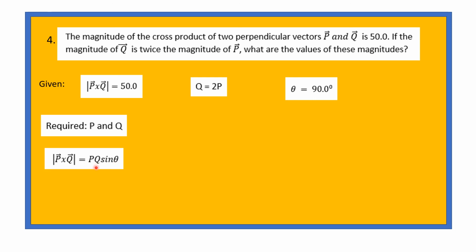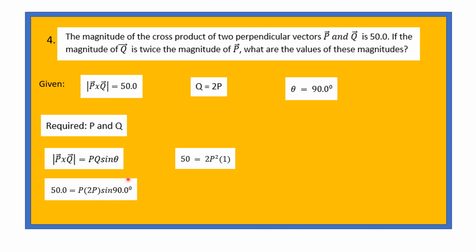P cross Q equals PQ sine theta, where theta is equal to 90 degrees because the two vectors are perpendicular. So we have P cross Q is 50. That is P, so just copy P. But we know Q, so we have Q is 2P and sine of 90 degrees. But sine of 90 degrees is equal to 1. So we have now 50 equals P, and Q is 2P, and sine of 90 is equal to 1.